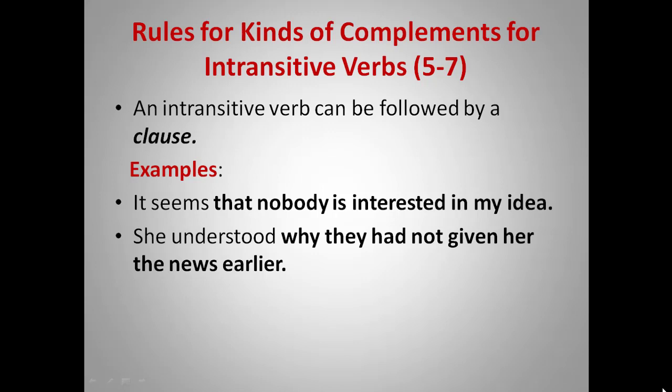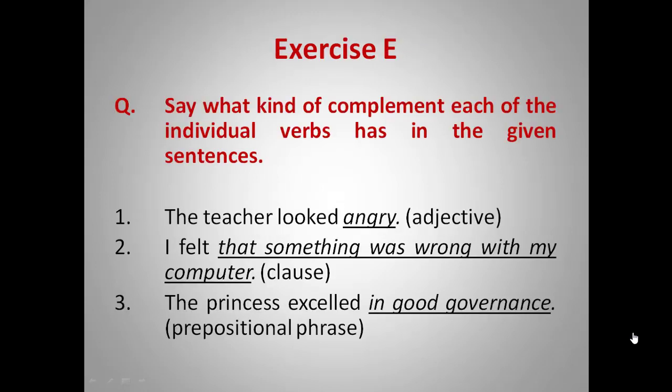Okay, I think up till now these three rules are clear to you. Now let's move to exercise E of Oxford Grammar Tree, chapter number 4. It says, what kind of complement does each of the individual verbs have in the given sentences. The first sentence is, the teacher looked angry. Here, angry is the complement of the intransitive verb looked, and the kind of complement is adjective. Why? Because it is describing the teacher, how the teacher looked.